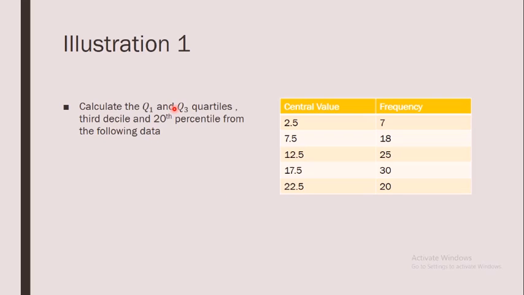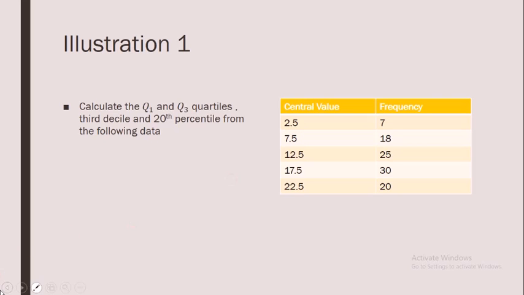Now let's move on to an illustration. You are asked to calculate the quartiles Q1 and Q3, the third decile, and the 20th percentile from the data given. The data is in the form of a table, where the first column is the central value and the second column is frequency. The central value is the midpoint, so it is clear that it is a continuous series.